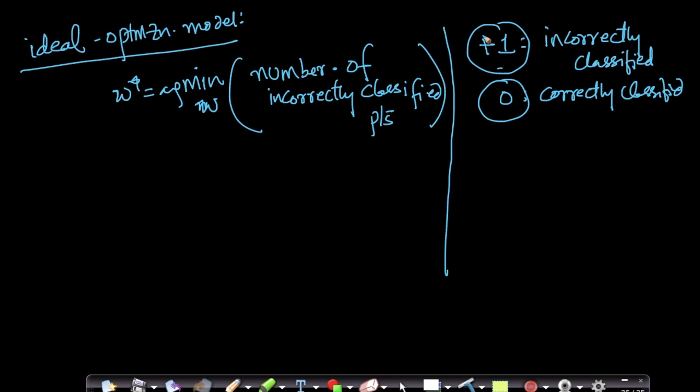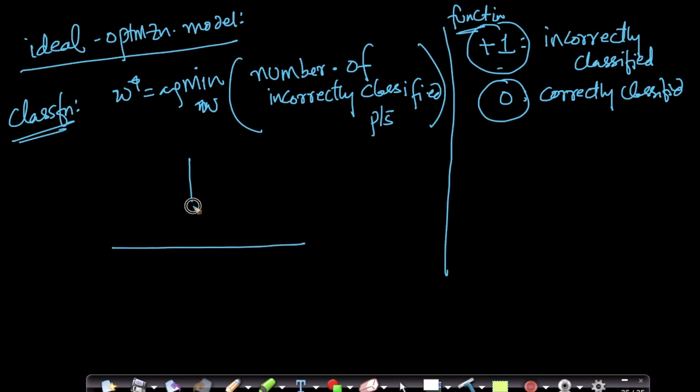Suppose I have a function that gives +1 for incorrectly classified and 0 for correctly classified. Then what is the whole objective of classification? Find the parameters like W that minimize the number of incorrectly classified points, right? Now in the case of logistic regression, imagine my x-axis here is Zi. What is Zi? Zi is yi into W transpose xi, often written as yi into f of xi.